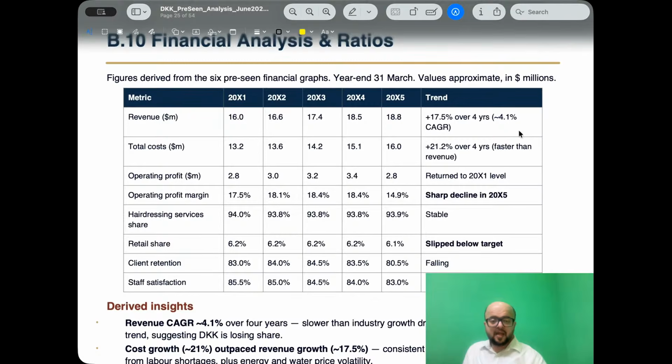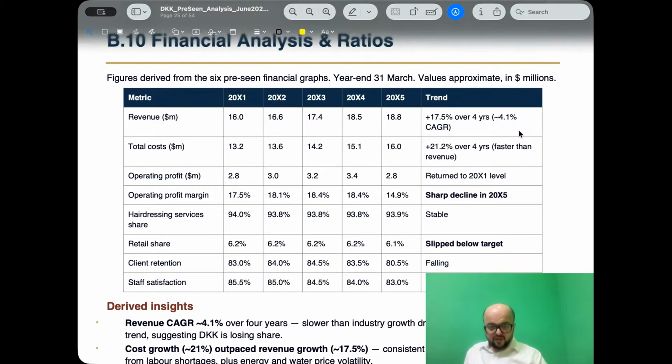Now, total costs have gone up from 13.2, 13.6, 14.2, 15.1, 16. Over the 4 year time frame, total costs have gone up by 21.2%. So they have grown faster than revenue. Operating profit 2.8, 3.0, 3.2, 3.4. So it went up and then it fell down, came back to the 20x1 level. Operating profit margin started off with 17.5, 18.1, 18.4, 18.4, and then dropped down to 14.9. So there's been a very sharp decline in the operating profit margin.